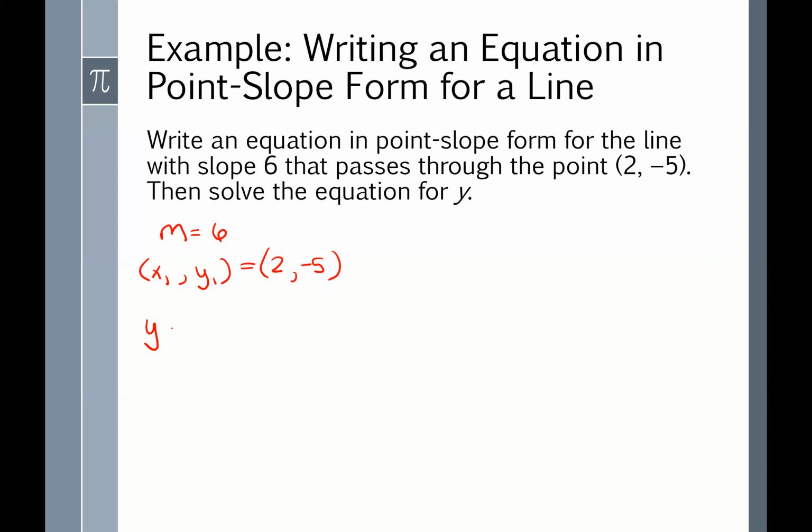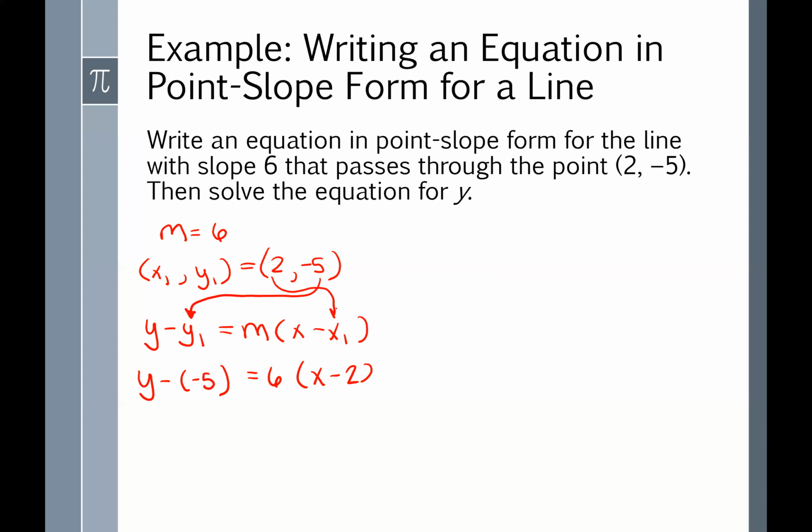So I'm going to write my point slope equation, y minus y1 equals m times x minus x1. And now I'm going to plug in. I'm going to put the -5 in for y1. The y coordinate of the point on my line is -5. So we're going to be real careful sign wise. We're going to put that -5 in parentheses. So it's y minus a -5 equals 6 times x minus 2. We're going to put the 2 in for x sub 1 and the 6 in for the slope.